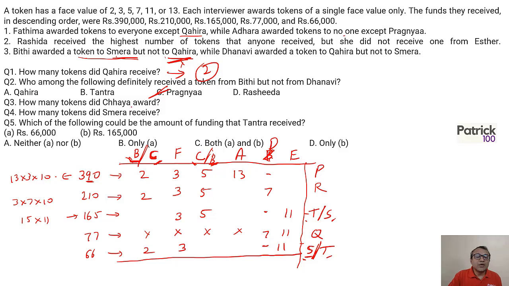How many tokens did C award? If you look at C, in both the cases it awarded 3, so 3 is the answer. Either if it is 2 or if it is 5, it awarded 3 tokens. How many tokens did S receive? Now S in both the cases receives 3. If it's 165 they receive 3 tokens, if it is 66 also 3 tokens. Which of the following could be the amount received by T? T could be 66 or 125, that is option A.